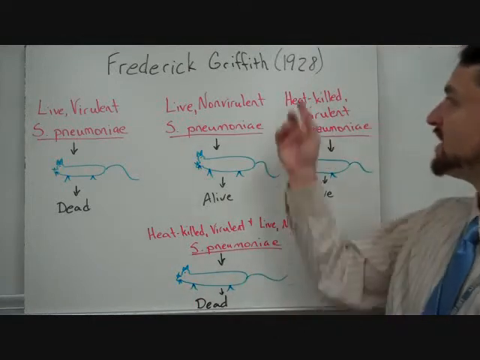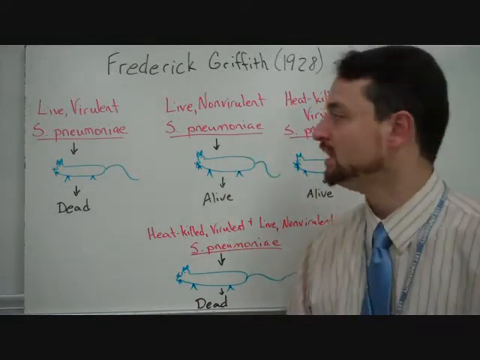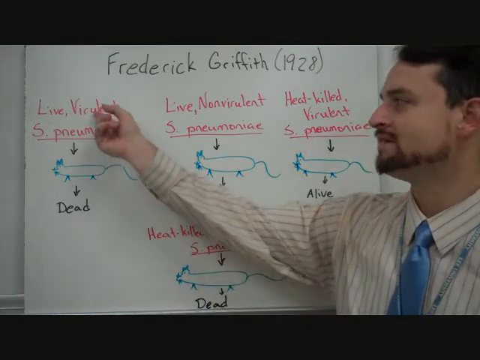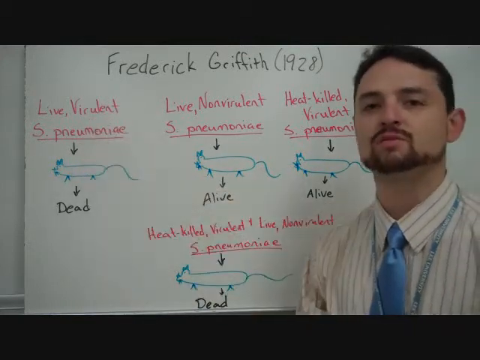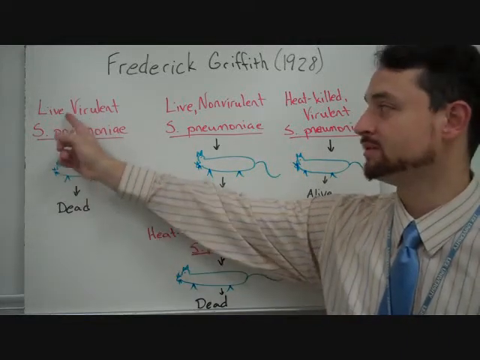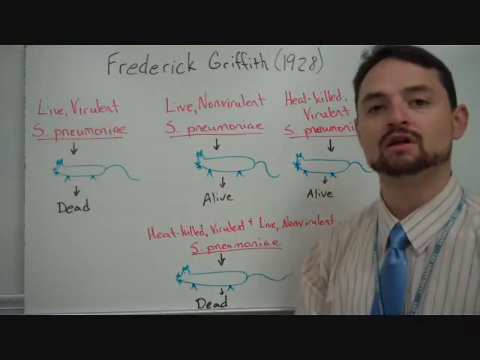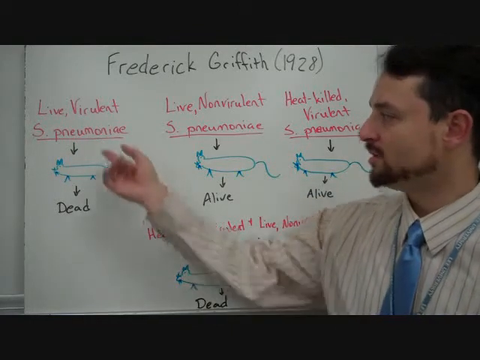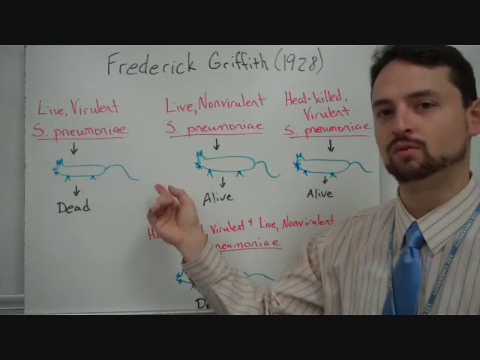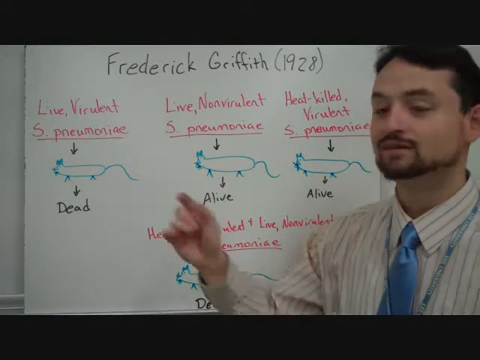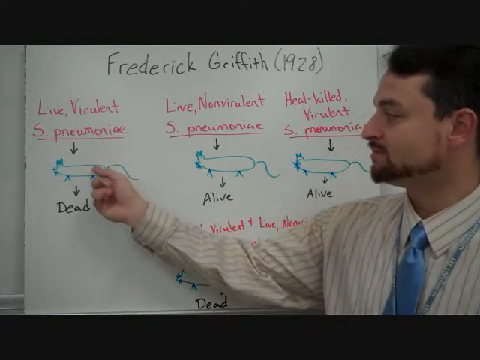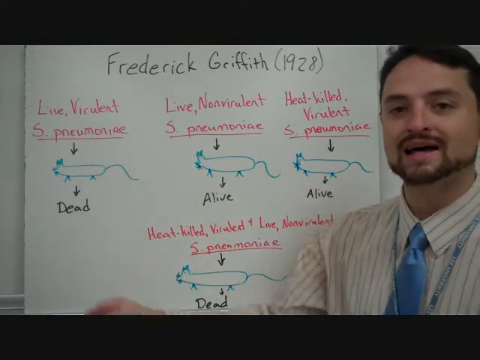The first is looking at 1928, Frederick Griffith, and Frederick Griffith did a simple experiment. He took live virulent Streptococcus pneumoniae. Now, live virulent means that it was a bacteria that was alive, and virulent means disease-causing. So he injects these into a mouse or a rat, and I'm sorry, these are like mutant, weird-looking rats, but it's the best I can do. So you inject that into this rat, and the rat dies.